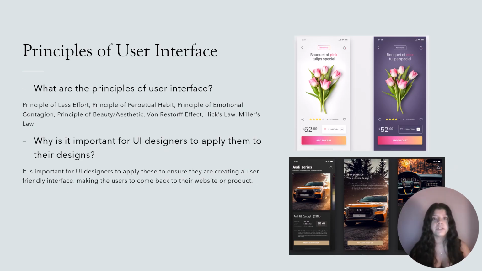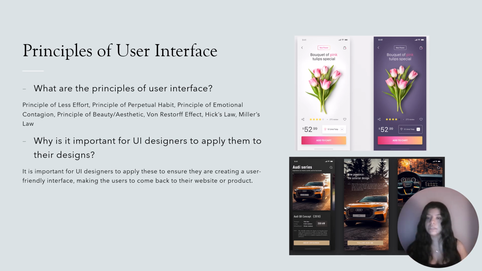Now, some of the principles of user interface. Some of them include the principle of less effort, which is just users finding the simplest way to complete a task. Principle of perceptual habit, which is when individuals rely on routines, habits, and memory when handling a task. Principle of emotional contagion, which is when individuals unconsciously adopt the behavior and share the emotions of those around them. And then we have the principle of beauty and aesthetic, which is when people usually tend to gravitate to what is more pretty or aesthetically pleasing.